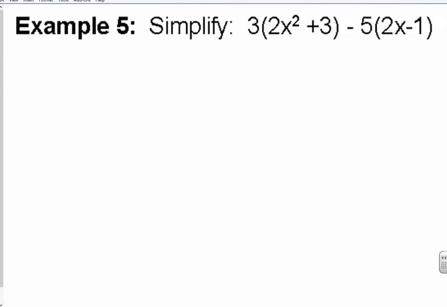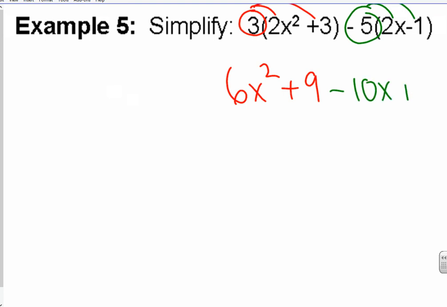We're going to take a look at example 5. The big difference here is now both parentheses have something out front. I distribute the 3, 6x squared plus 9. I distribute the -5, -10x plus 5. Careful with those signs.